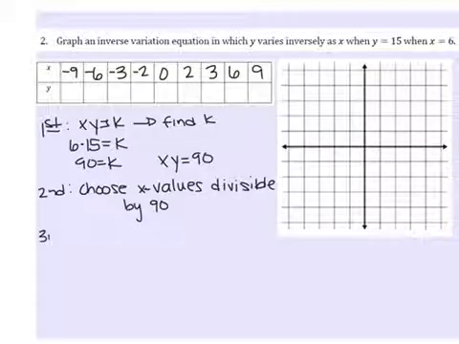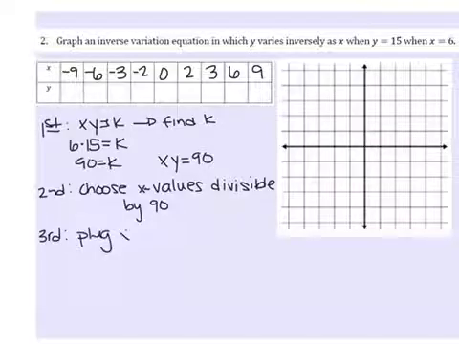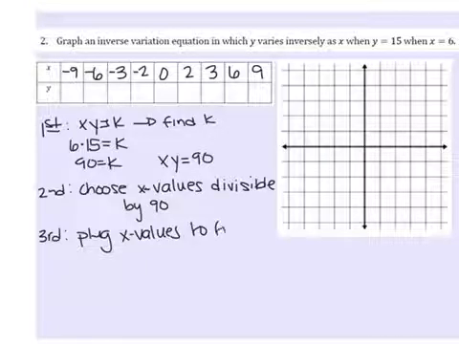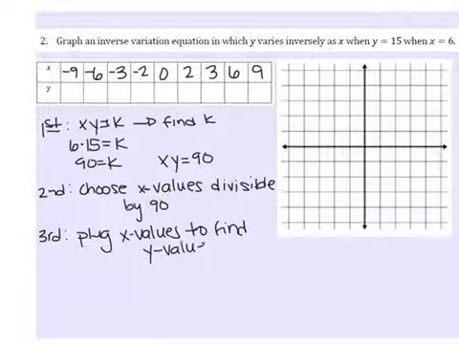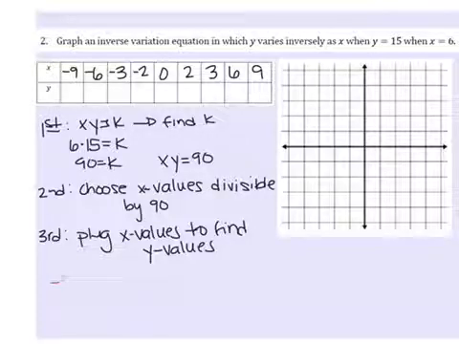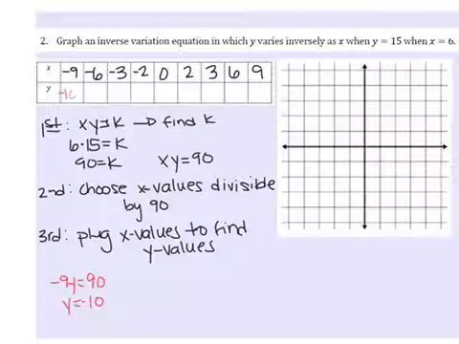Our third step is exactly what we did in that first example. We are to the point where we know our equation and we know our x values, so we can plug in the x values to find the y values. So we are going to use the equation x times y equals 90. I know that I am going to have negative 9 times y equal to 90. When I divide that out, I know that y is negative 10. So that's going to be negative 10.